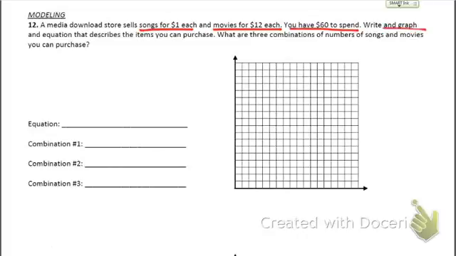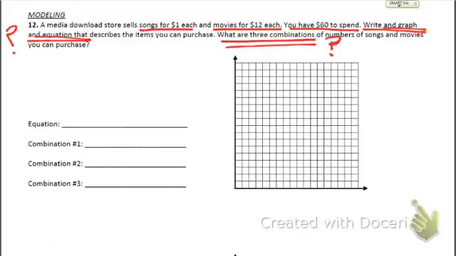Write and graph an equation that describes the items you can purchase. I'm just going to do an equation. That's your question. There's a second question to this. What's the second question? What are 3 combinations of numbers of songs and movies that you can purchase? Okay, so that's what we're going to do here.